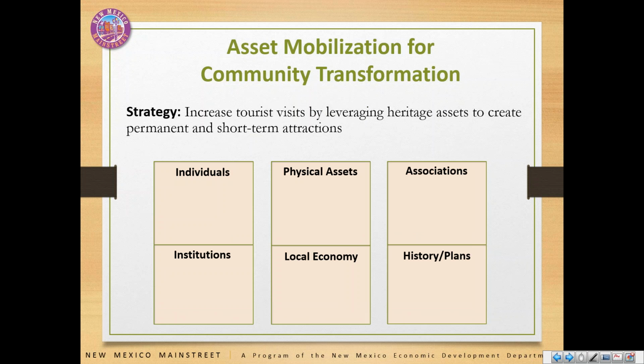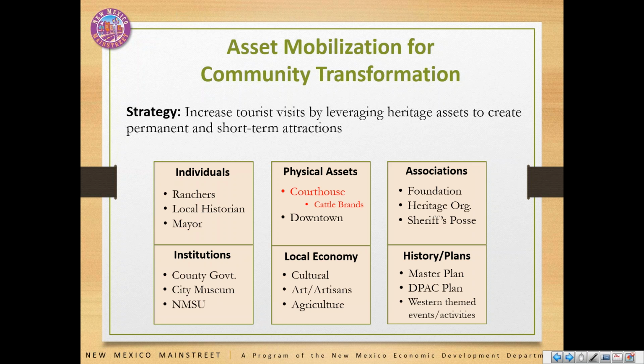So the strategy that we've developed is that we would like to increase tourist visits by leveraging heritage assets to create permanent and short-term attractions. So we've already introduced you to the idea of the brands, and the brands would be the main asset that we're going to use to push this strategy and develop our other actions and determine which other assets we're going to engage. So you can see here under physical assets, the center square, we have the courthouse and cattle brands highlighted because that's what our main focus is.